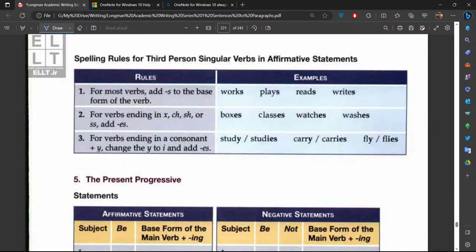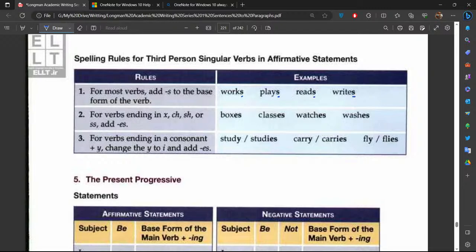For third person we say, for the verbs, he works. For most verbs, add s to the base form of the verb. So for most of them we say works, plays, reads, writes. An s is added.